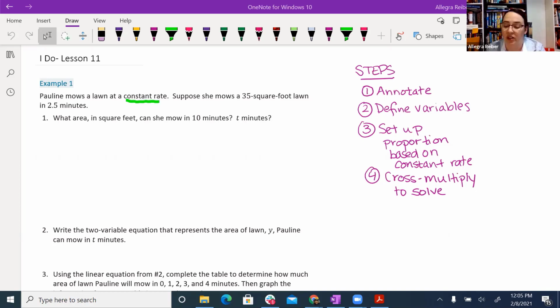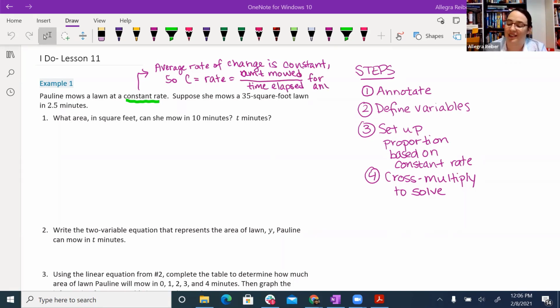To say that a rate is constant tells us that the average rate of change, in this case, the amount mowed divided by the time elapsed at any moment in time, is always constant. So C equals that rate is the same for the amount mowed divided by time elapsed for any time.